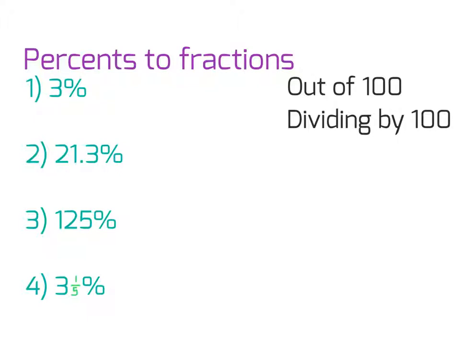So 3% is saying that that number or that thing is 3 out of 100. So to write that as a fraction, it would just be 3 out of 100.